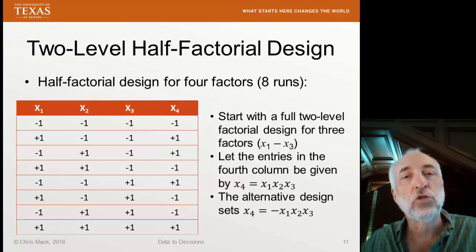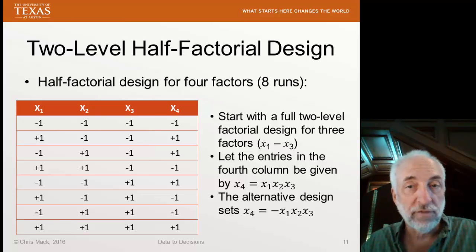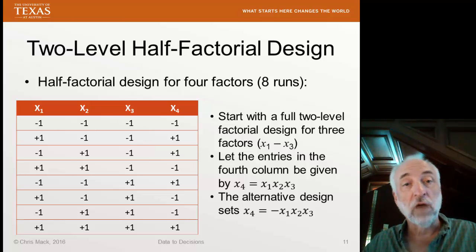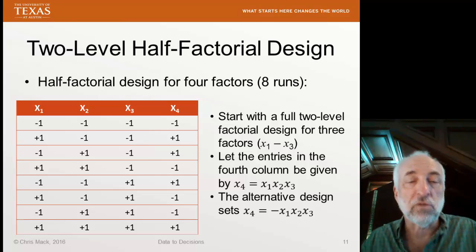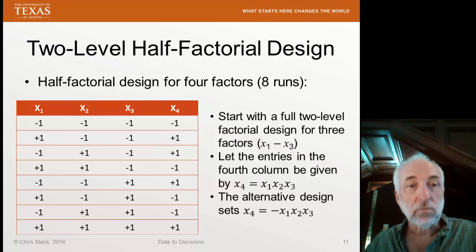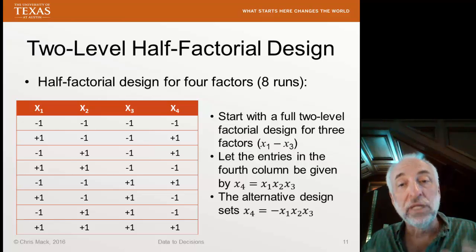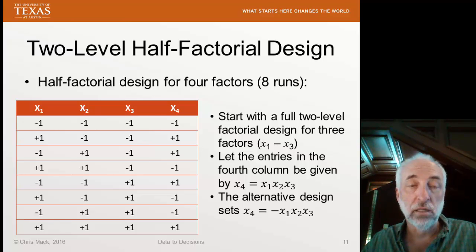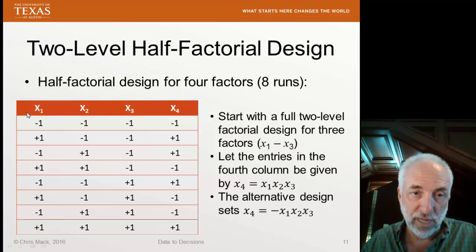Let's design a two-level half-factorial design, and I have 4 factors. So a full factorial design with 4 factors would have 2 to the 4 runs, or 16 runs. So a half-factorial design would have 8 runs. How do I design a half-factorial design? Well, I start by designing a 2-level full factorial design for 3 of the factors. Doesn't matter which 3 you pick. I'll pick x1, x2, and x3.